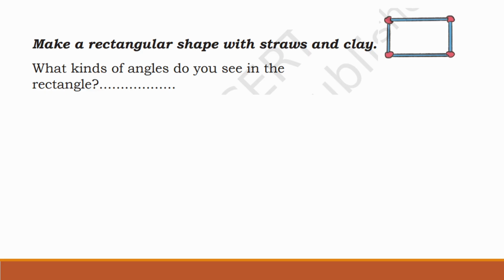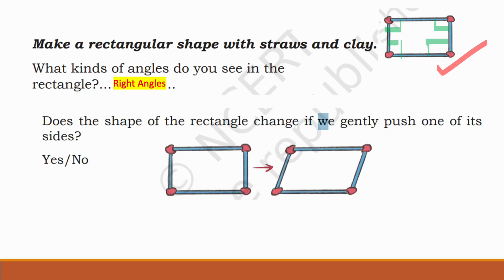Make a rectangular shape with straws and clay. See, using straws and clay, you can make a rectangular shape like this. What kinds of angles do you see in the rectangle? See, you can have a right angle here. You can have another right angle here. Then there is another right angle here. And here also you have one right angle. So, what kinds of angles do you see in the rectangle? Right angles. All angles are right angles. Does the shape of the rectangle change if we push gently one of its sides?